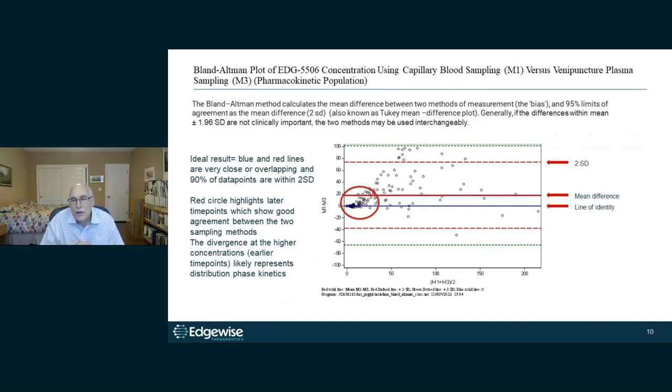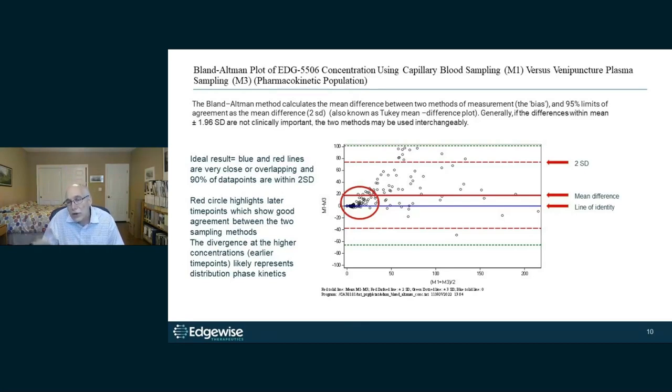The 2 standard deviation lines are the red dash. 3 standard deviations are the green dash. And so we're looking at, on the y-axis, the difference versus the average concentrations. And you can see that the vast majority of the good concordant data are circled in red. And those are at the later time points, the lower concentrations.